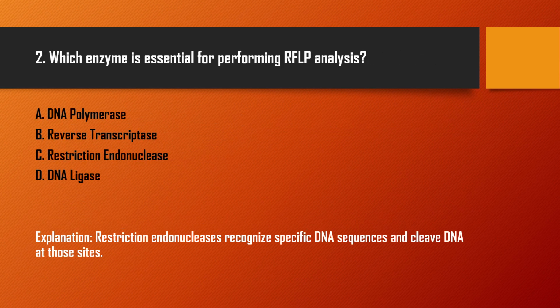Now the second question is, which enzyme is essential for performing RFLP analysis? Restriction endonucleases are the enzymes that recognize specific DNA sequences known as recognition sites and cut the DNA at or near these sites. In RFLP analysis, these enzymes generate DNA fragments of different lengths depending on the presence or absence of the restriction sites. And these fragment length differences are then separated by gel electrophoresis and analyzed to detect genetic variations. So the correct answer is restriction endonuclease.